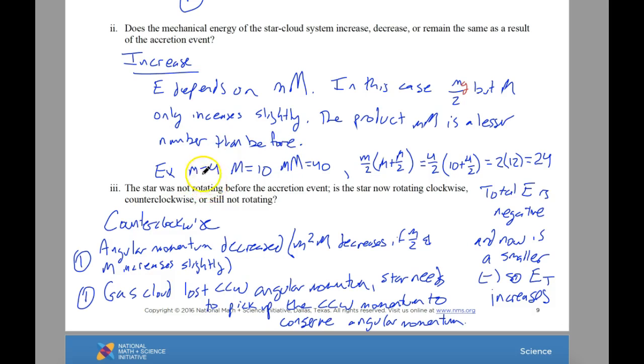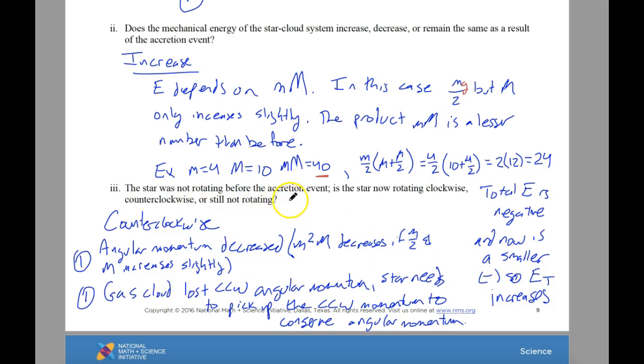So let me give you a math example. If the mass of the gas cloud is 4 and the mass of the star is 10, when I multiply those two together, I get 40. But if I halve the gas cloud and then add that other half to the mass of the star, that would be 4 over 2 times 10 plus 4 over 2. 4 over 2 is 2. And then 10 plus 2 is going to be 12. That's only 24. So notice that the star doesn't pick up as much mass as this thing loses. So the total energy here is negative, and now is a smaller negative, so the total energy actually does increase.